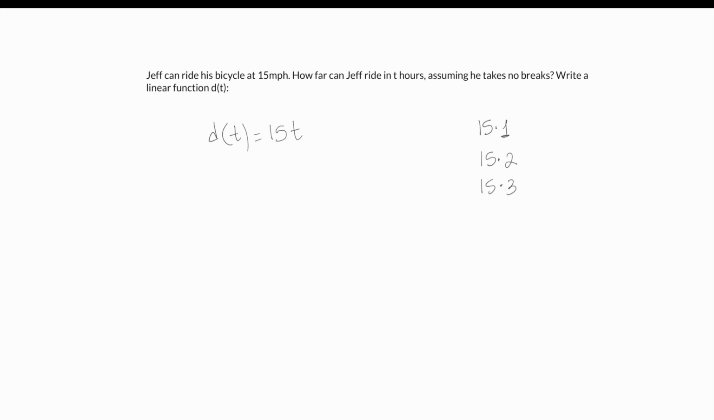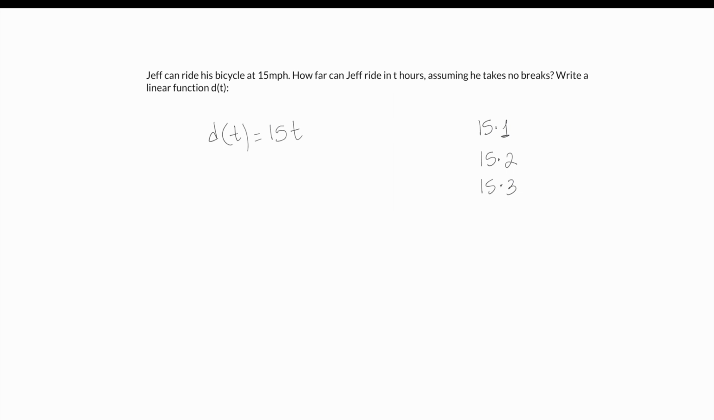Now, sometimes a question might say, how far can Jeff ride in t hours away from his house, for example? Given that he started 2 miles away from his house. For whatever reason, his bicycle was already 2 miles away from his house, so he doesn't start at his house. He's already 2 miles in, and then he starts his ride at 15 miles an hour.